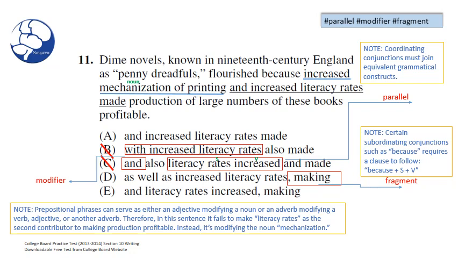Remember, participles cannot stand alone as verbs. Here again, we have a present participle. It cannot stand alone as a verb. So again, we have a fragment. We can go ahead and eliminate D.